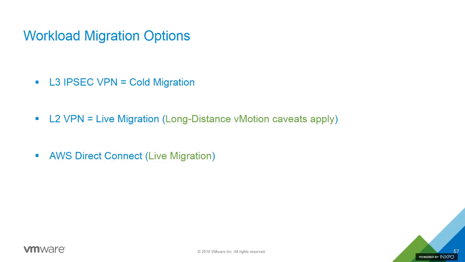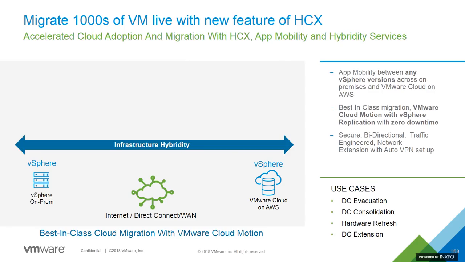So when you're migrating workloads, your options are with the layer 3 IPsec VPN, meaning you don't have your layer 2 or direct connect setup, you can do cold migrations. You can power down the virtual machine and migrate across just fine. With layer 2 VPN, you're able to do those live migrations, but keep in mind that long distance vMotion rules do apply here. And direct connect is also used for those vMotions.